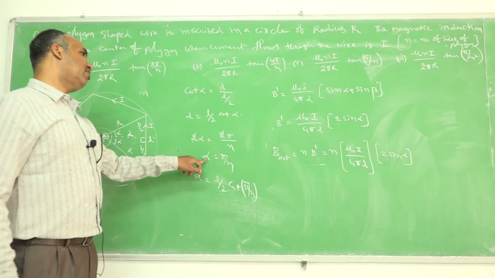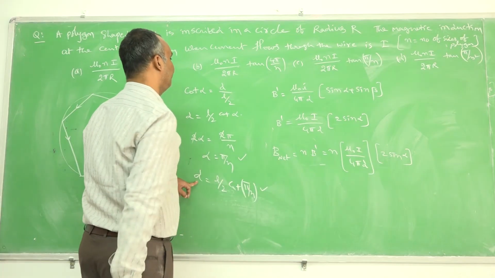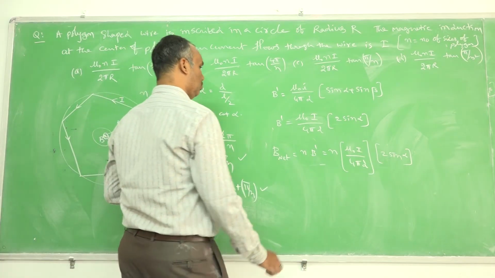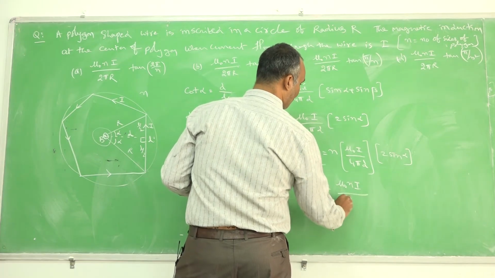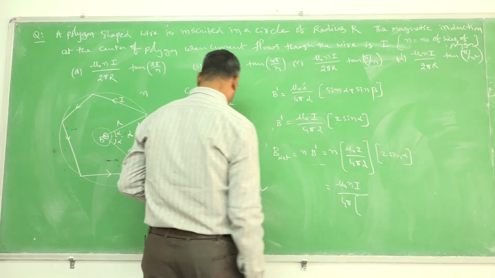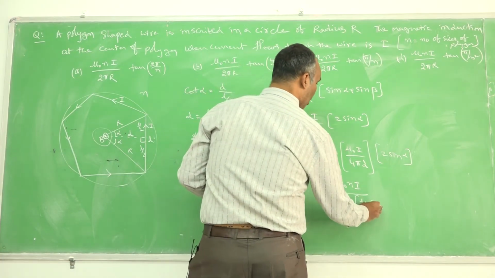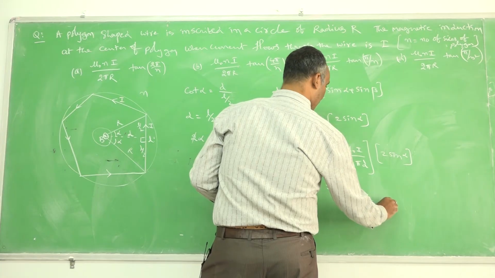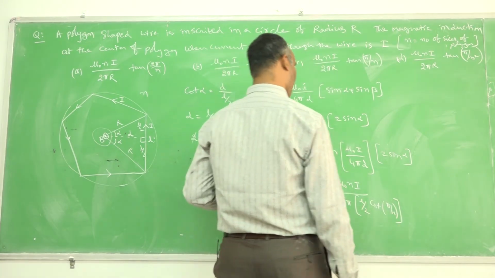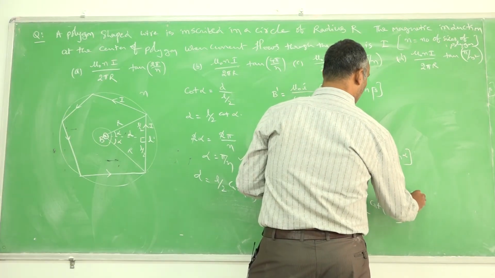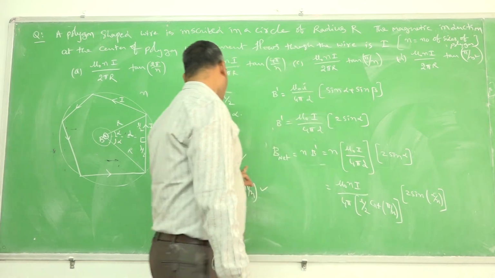Already we calculated alpha value. We calculated d value. Let me substitute these two. Mu naught Ni by 4 pi. In the place of d, I should write L by 2 cot pi by n into 2 sin alpha, where alpha is pi by n.